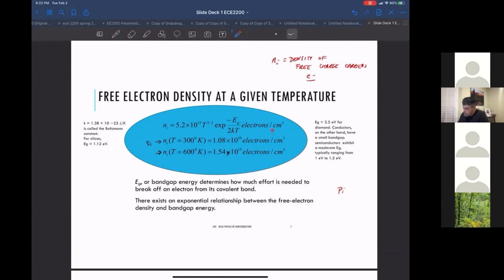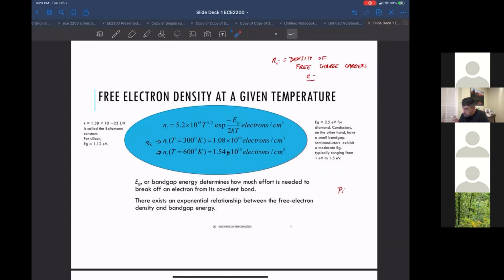Notice that it's per centimeter cubed, this number of electrons per centimeter cubed. And notice that it's a function of temperature in a very strong way. There's a T to the 3/2 here, which seems like a pretty reasonable dependence on temperature. But it's also a function of temperature in an exponential sense here. So basically you have a very strong function of temperature for these free electrons.